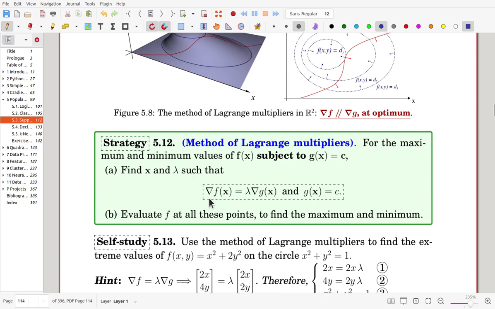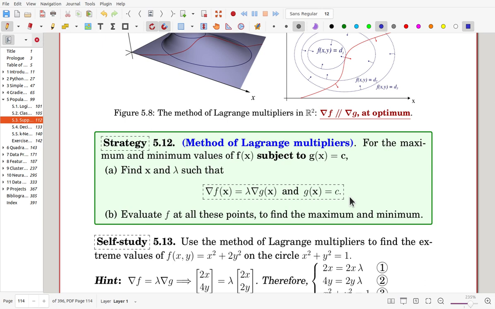Here, the gradient of f equals a coefficient times the gradient of g. That means the gradient of f is parallel to the gradient of g. In this case, lambda is called the Lagrange multiplier. And here, g of x equals c.